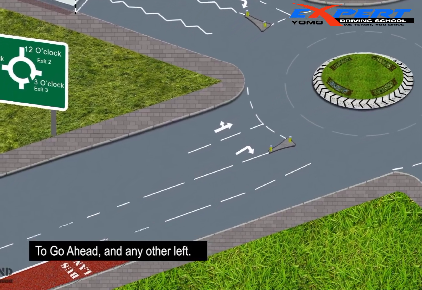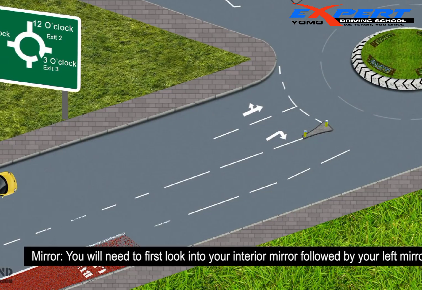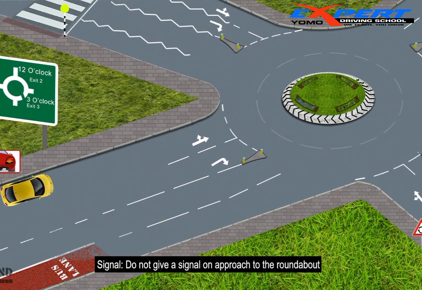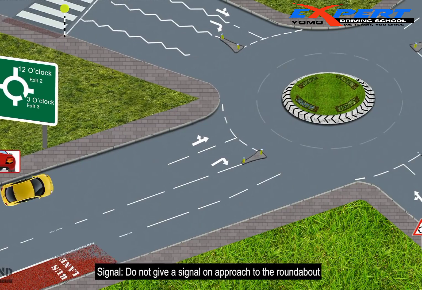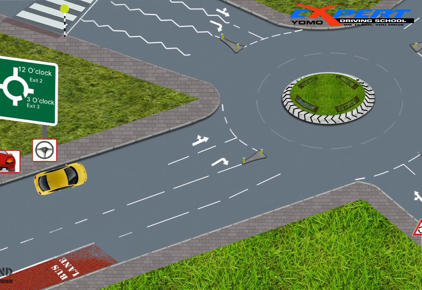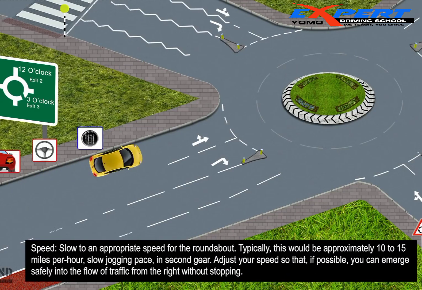To go ahead, and any other left. Mirror. You will need to first look into your interior mirror, followed by your left mirror. Signal. Do not give a signal on approach to the roundabout. Position. Use the left-hand lane, unless signs or road markings indicate otherwise. Speed. Slow to an appropriate speed for the roundabout.